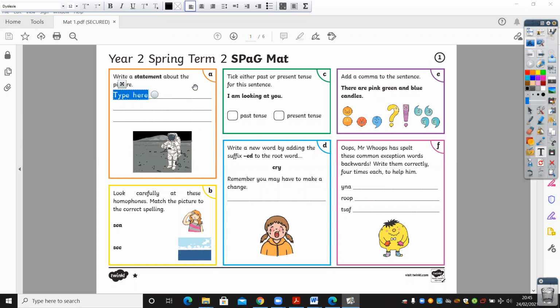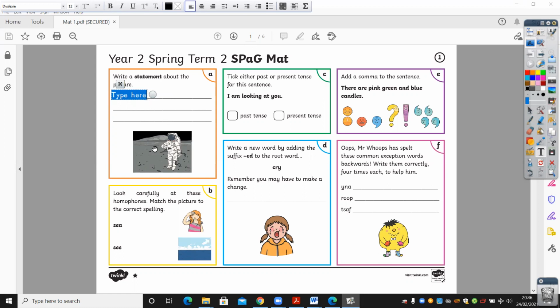Now question A says write a statement about the picture. So when we have questions like this, the important information is always in bold. So what is in bold? Which word, children? Statement, that's right. Now we have to think, what is a statement? And we know that a statement is a type of sentence which states a fact and it ends with what punctuation? A full stop.